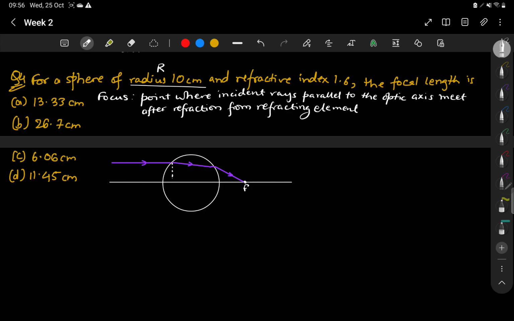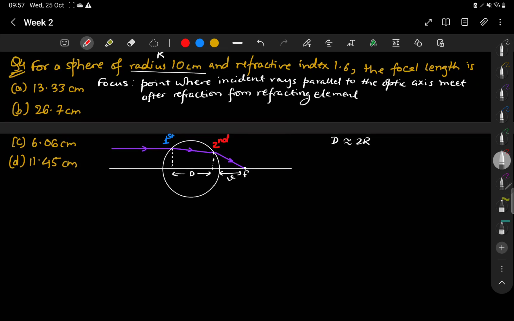And from here to here, this distance is D. And for paraxial rays, in the paraxial approximation, D is approximately 2 times R, where R is the radius of the sphere. And let's call this distance V. Now we can see that refraction is occurring at 2 interfaces. This is the first point of refraction and this is the second point of refraction.